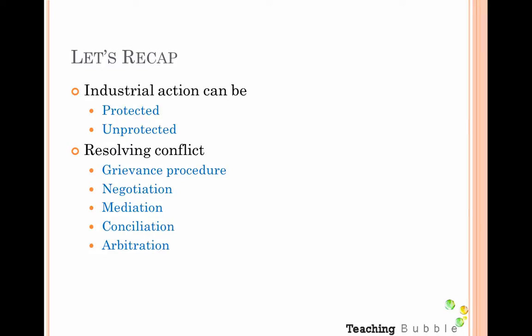And just to recap, remember, industrial action can be protected or unprotected, and for resolving conflict, there's 5 things that we can use. So in an organisation, there can be a grievance procedure, and then there's obviously negotiation, and then after that, we have mediation where third parties are involved, mediation, conciliation, and arbitration.